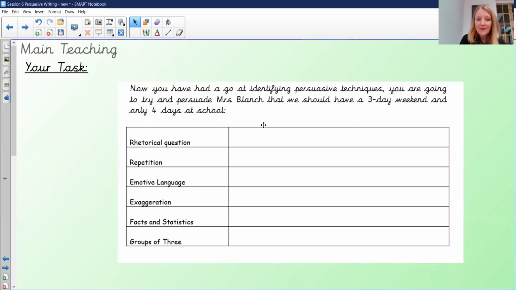Okay, so have a go at that task for today. And this was the last one today. So on Monday, we will be back to having proper lessons in school.